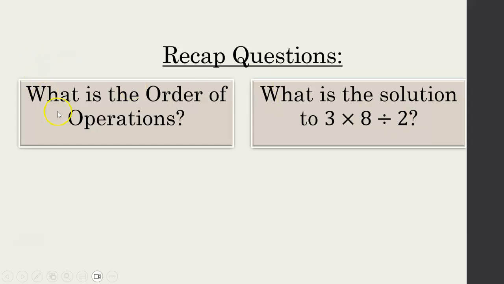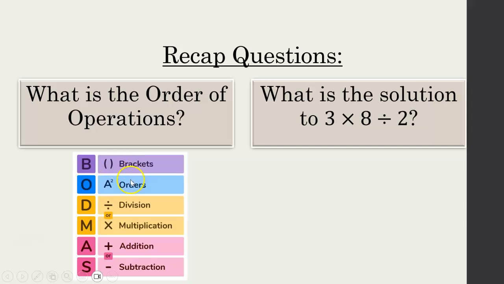Okay, so the answers. What is the order of operations? Well, it's brackets, orders, division or multiplication, addition or subtraction. All together, BOMDAS. Or BIMDAS, whatever. Again, the acronym doesn't matter. It's just as long as you have brackets, indices or orders, division, multiplication, addition, subtraction.